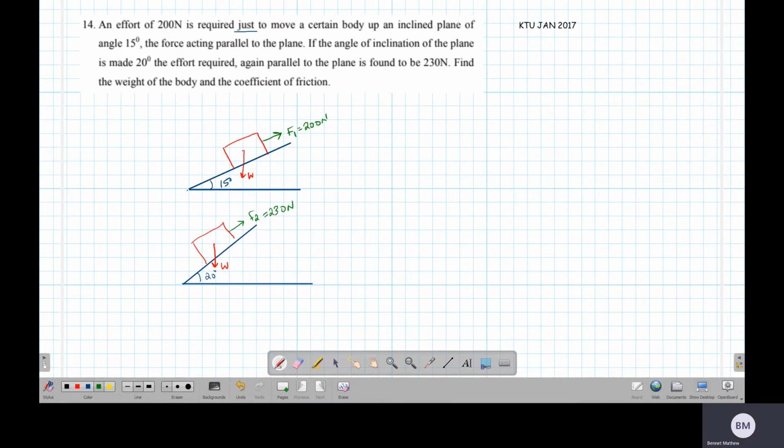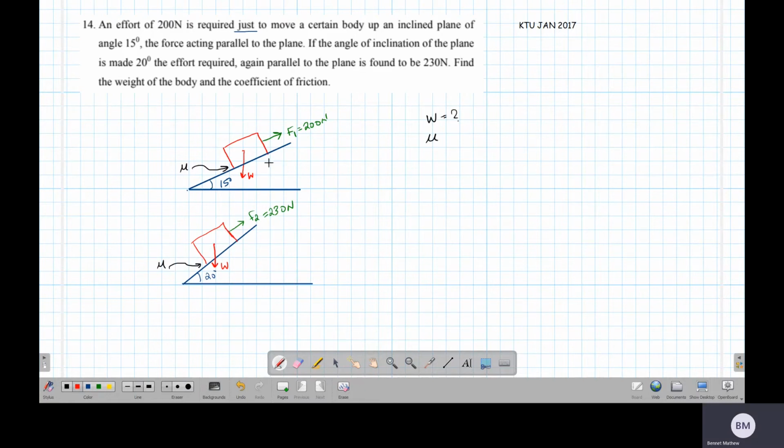So you have to find the weight of the body, W, and find the coefficient of friction, mu. And where is friction acting? Friction is acting at the contact. There is a coefficient of friction here, and the same coefficient of friction here. The coefficient of friction doesn't depend upon the angle. It depends on the material of the two surfaces, the plane and the box. This is constant, so the coefficient of friction also will be constant.